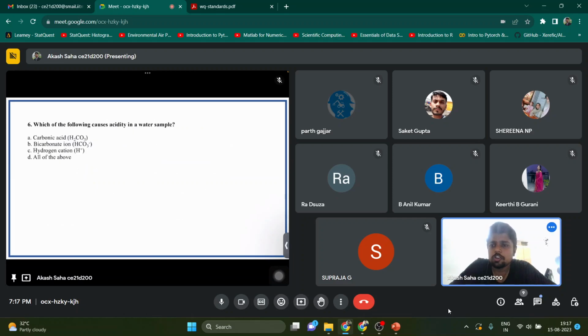Okay, so the next question: which of the following causes acidity in a water sample? We have carbonic acid, bicarbonate ion, hydrogen cation, and all of the above. Which of them causes acidity? We have learnt about acidity and alkalinity. Here it is asking about acidity. It's a pretty simple question. No one? You can use the chat box.